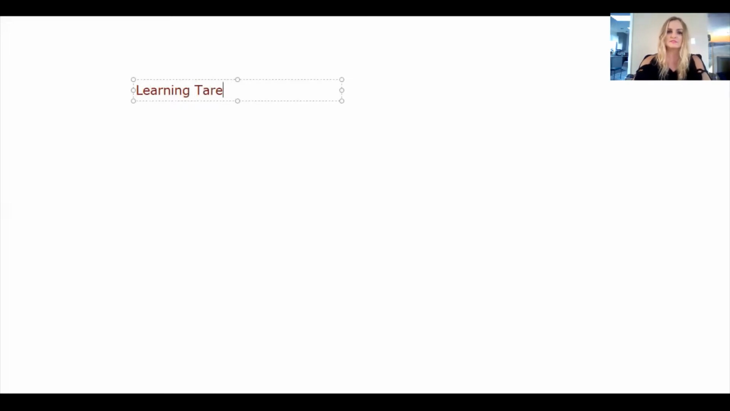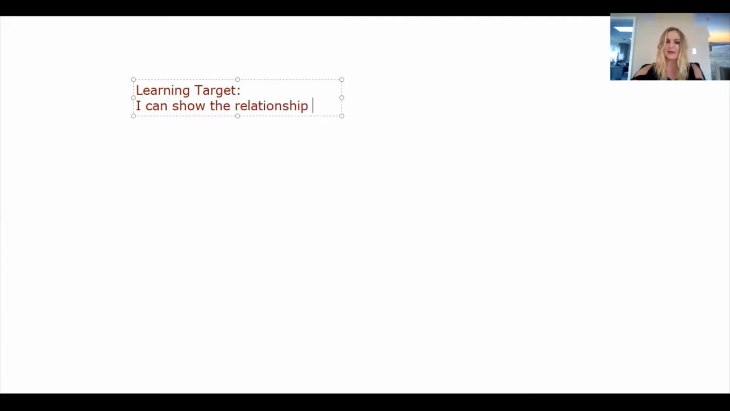Who remembers what is the learning target? Okay, I hear some of you telling me, so I think you're saying I can, and I'm looking yes here, show the relationship between fractions, decimals, and percents. Okay, so I'm going to leave the learning target up here. So that's the learning target for today.